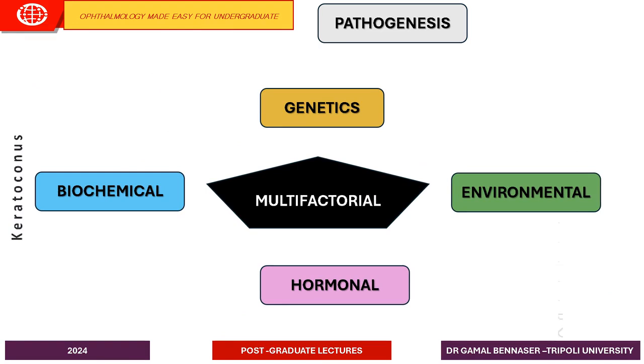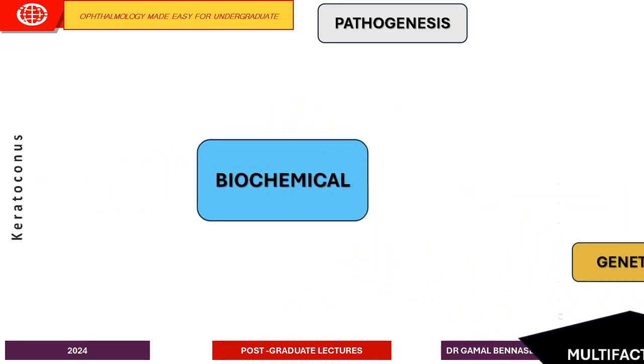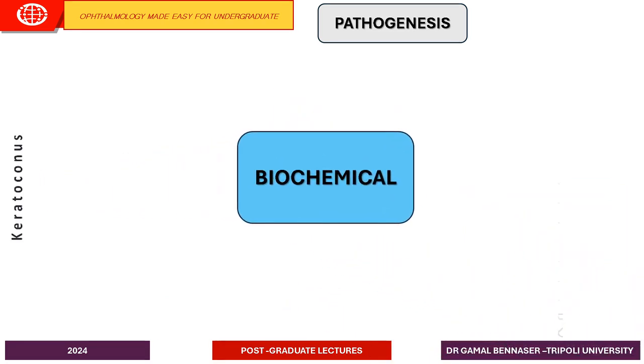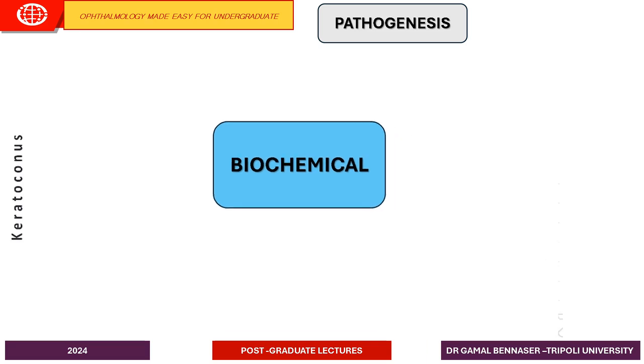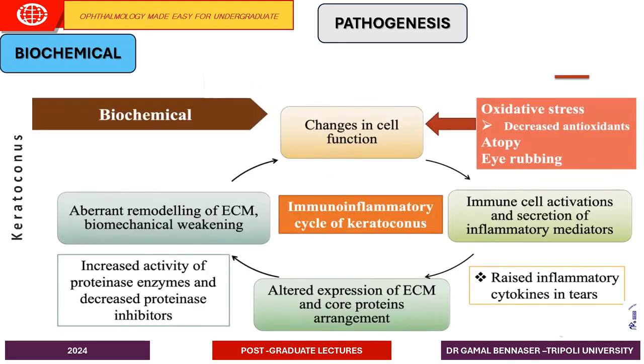Now we come to the third important variable responsible for the etiopathogenesis of keratoconus, which is the biomechanical variables. The third important risk factor in the pathogenesis of keratoconus is the biomechanical changes that are seen in the cornea in a patient with keratoconus.